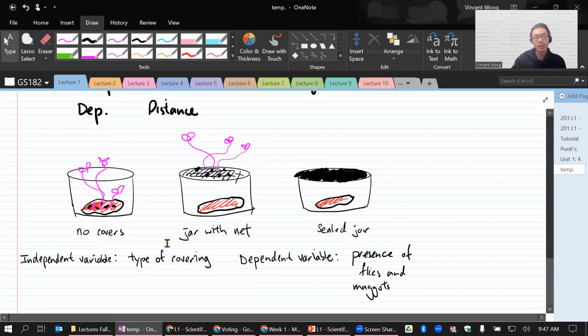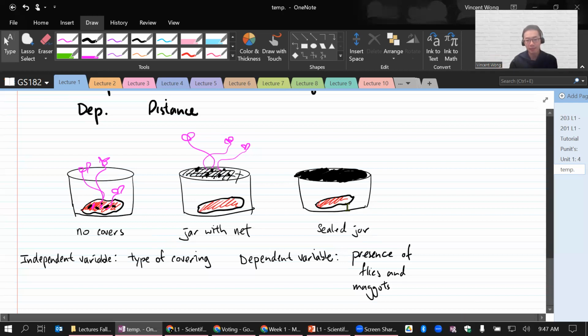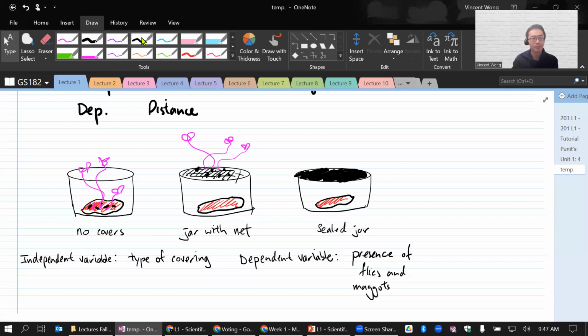So based on this, he was able to conclude that only flies are able to make flies, right? The meat does not transform into the flies. Because if it did, you would see maggots and flies in a sealed jar as well, right? Do you understand that? Okay.